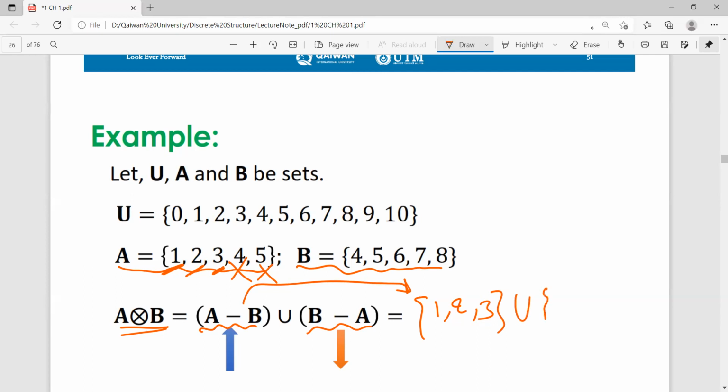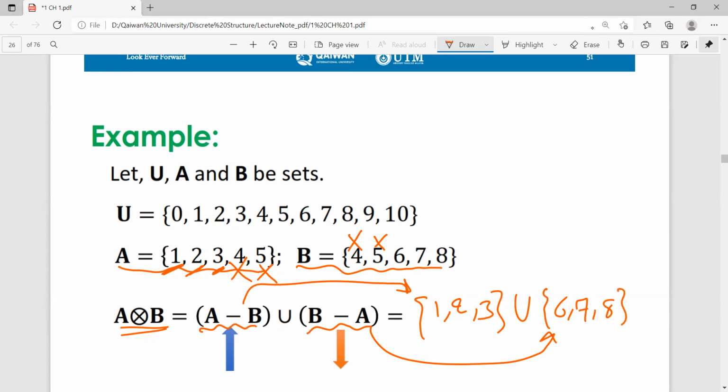Union B difference A. We're going to write down the elements of B which are not in A. Here 4 is in A. We are not going to write it down. 5 is in A. We are not going to write this down also. 6, 7, 8 are not in A. That means B difference A is 6, 7, and 8.